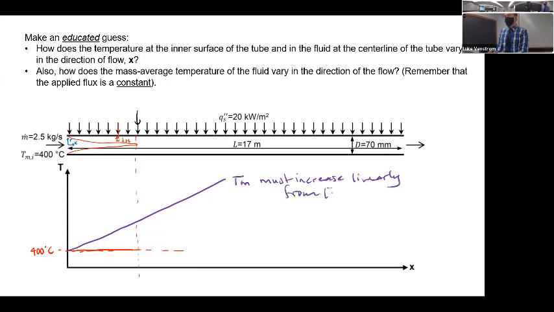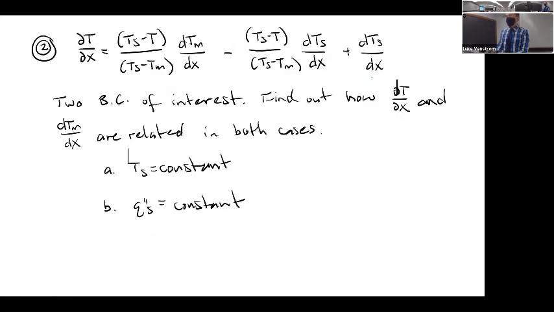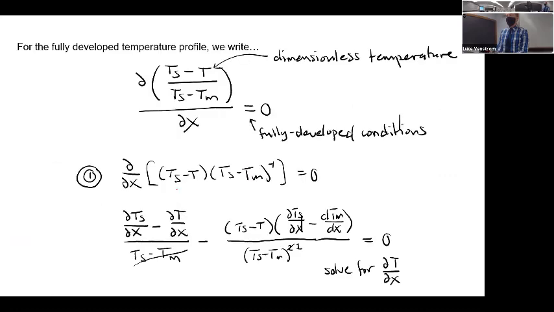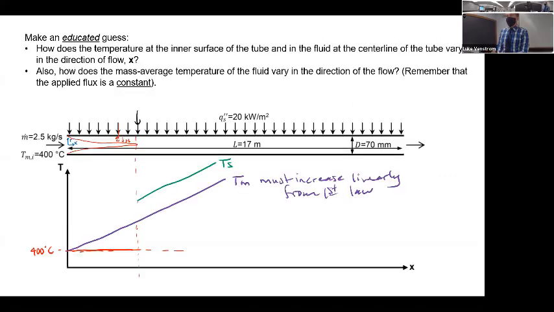From first law arguments. But now we've convinced ourselves that in the fully developed region, dTs/dx has to be the same. So the surface temperature has to have the same slope as whatever we've drawn for the mean temperature line. And the dT/dx, which is the slope at any other radial location, also has to be the same. So the center line is another radial location, right? So the center line temperature has to also be increasing linearly like that.